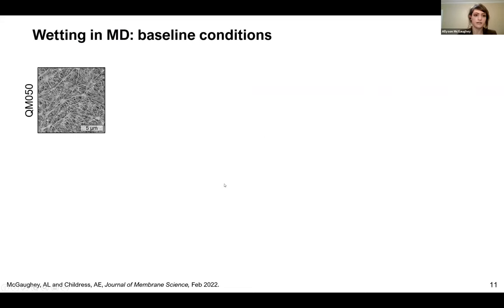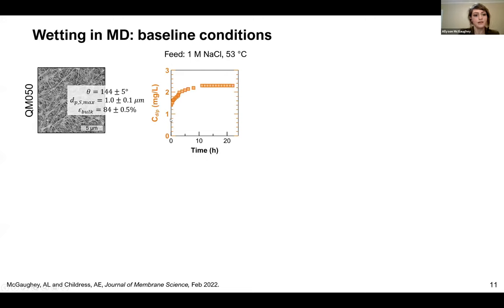So on to results here. I first want to talk about results under baseline conditions. This is a commercial PTFE membrane. And here I'm showing the contact angle, the maximum surface pore size, and the bulk porosity. For our baseline tests, we use a 1 molar sodium chloride feed solution at a moderate temperature. Here I'm showing the concentration of our distillate permeate stream in milligrams per liter sodium chloride, and I'll refer to this as CDP for short.